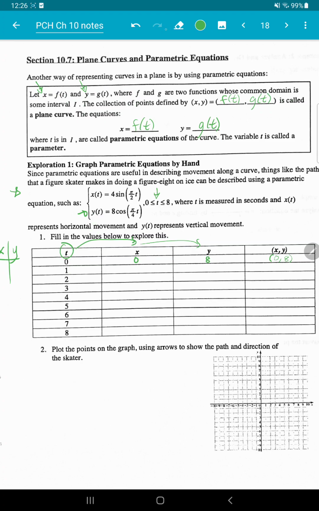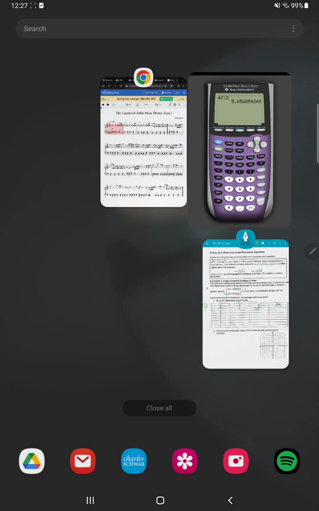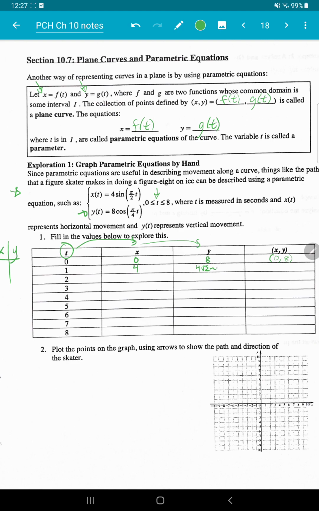Okay, so we get t equals 1, so 1 times pi over 2 is pi over 2. Sine of pi over 2 gives us 1, and 1 times 4 gives us 4. When we go over to the y value, we have cosine of pi over 4 times 1, so that's just cosine of pi over 4. We get root 2 over 2 times 8, so we get 4 root 2. If we calculate that value, 4 square root of 2 is about 5.66.